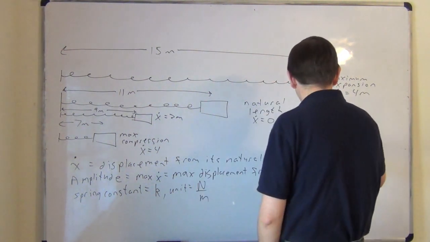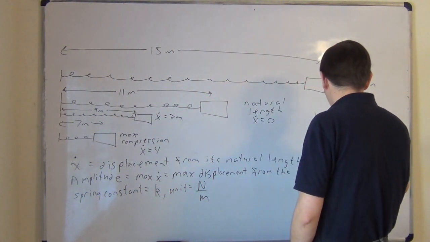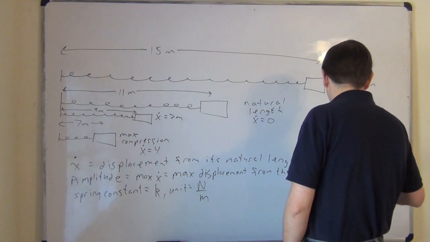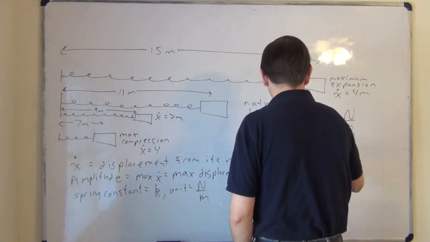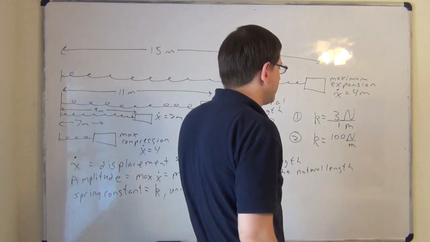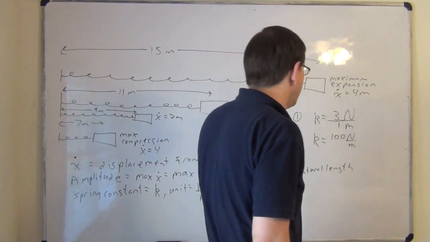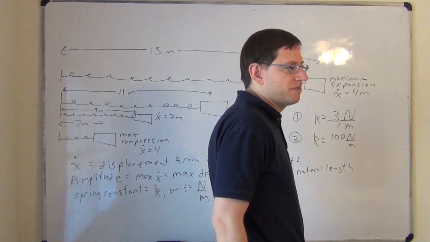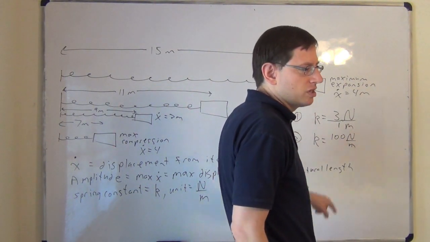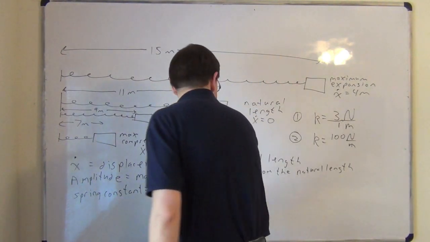So let's say that we have a K that is 100 newtons per meter. So here's spring 1, here's spring 2. What does it mean when K is very big? Does that mean that the spring is very stiff or very loose? Stiff. Yeah, so K is a measure of how stiff the spring is. The larger the K is, the stiffer it is, the harder it is to stretch it or compress it. Okay, good.